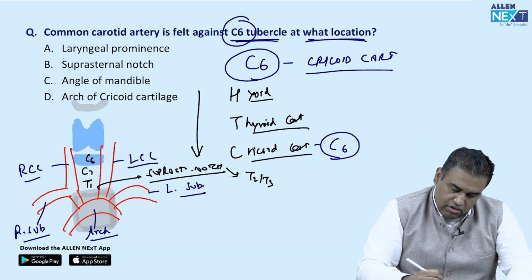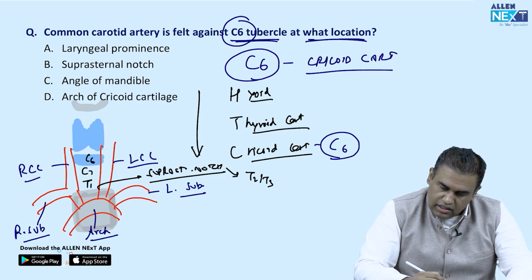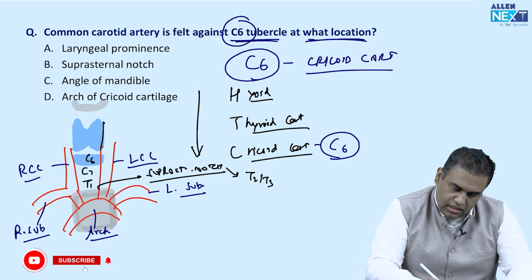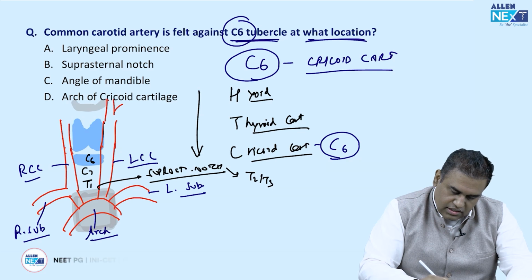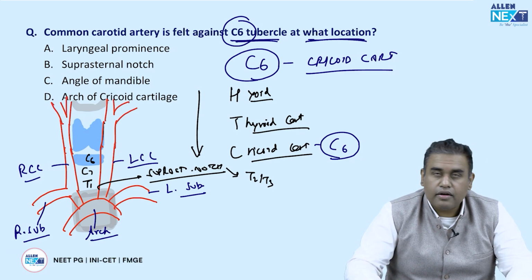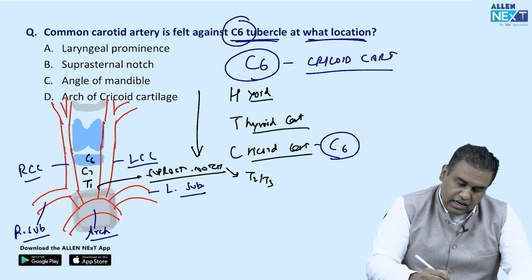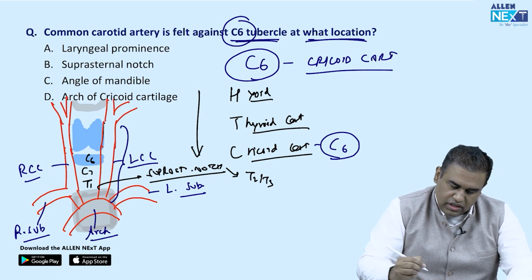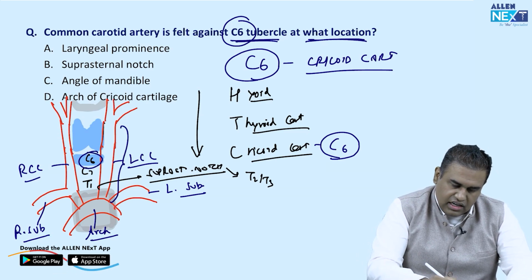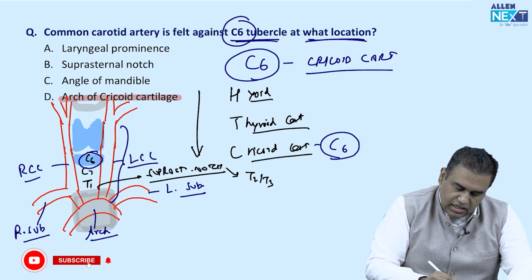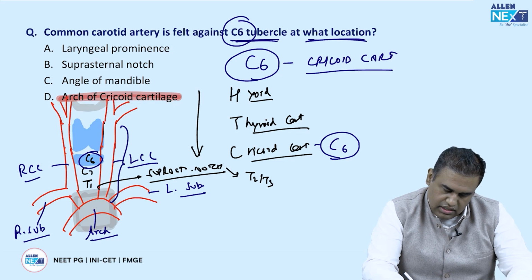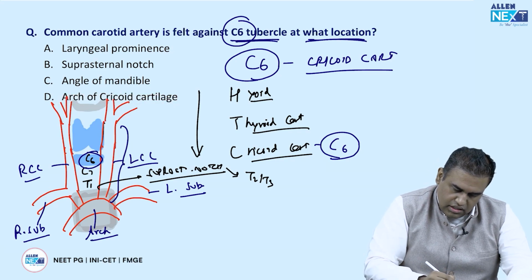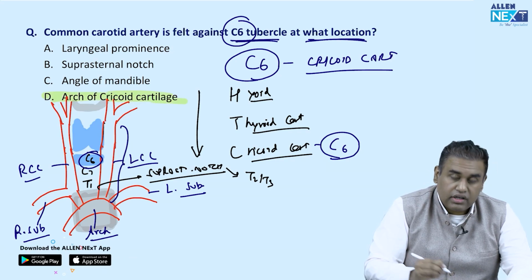And this common carotid artery, it will keep on going, and then what happens is at the upper border of thyroid cartilage, it bifurcates into external and internal carotid artery. So common carotid artery is from where to where? It is from here to here, and then they're asking C6. Undoubtedly, it is the arch of cricoid cartilage without any doubt. Let me just change the color over here. Here we go. Arch of cricoid cartilage.